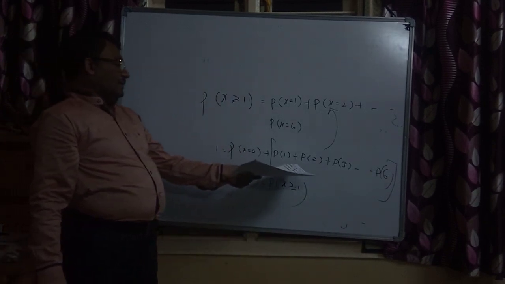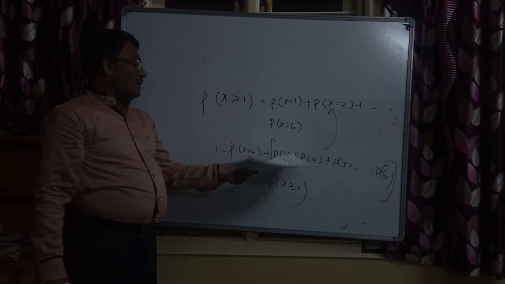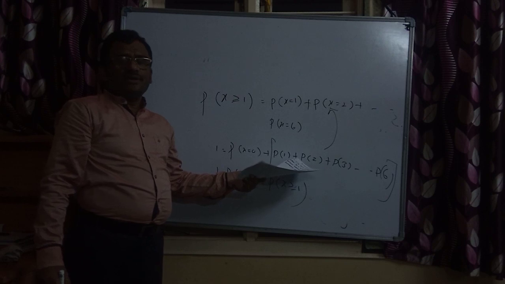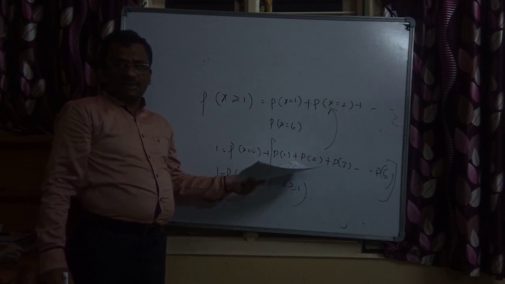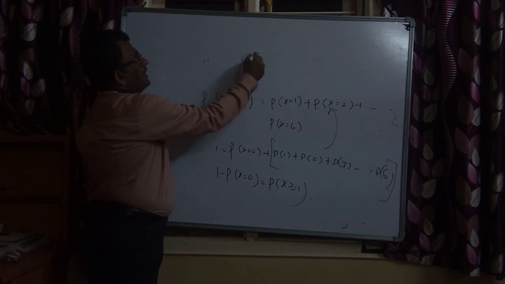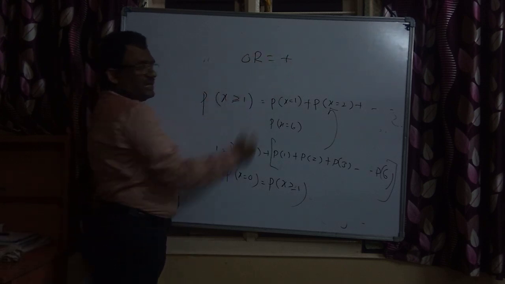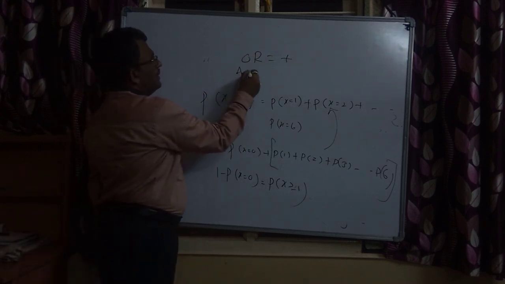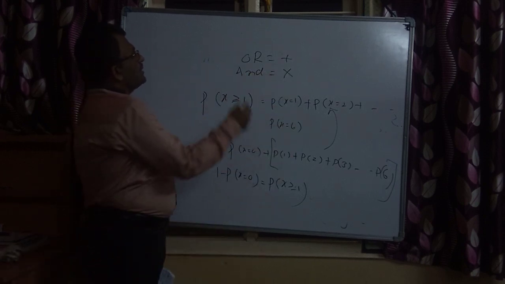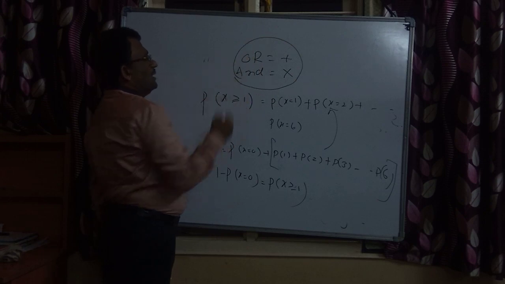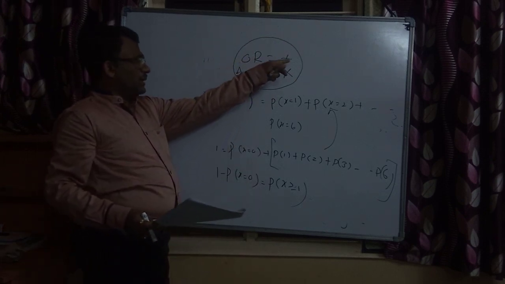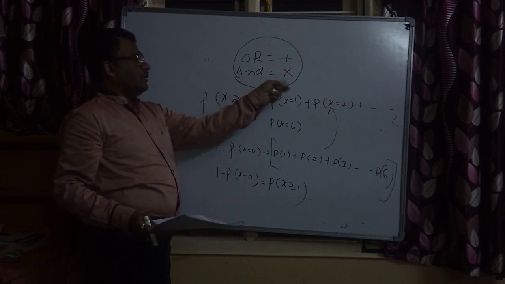Whenever there is a term called OR, that is represented by the symbol plus. These are the rules of probability theory: OR is replaced by the symbol plus, and AND is replaced by the symbol multiplication. These are the very basic conceptual understanding of probability theory. Whenever there is OR, use plus. Whenever there is AND, use multiplication.